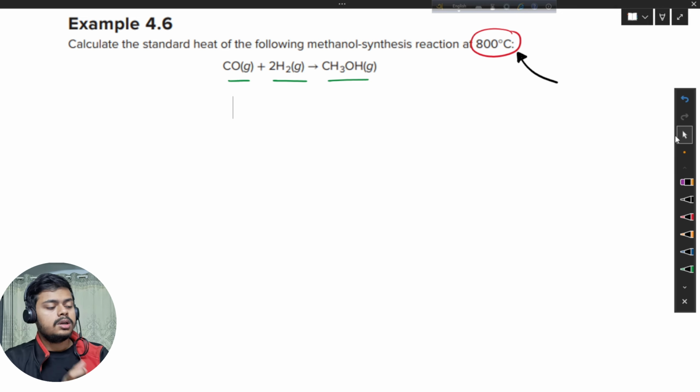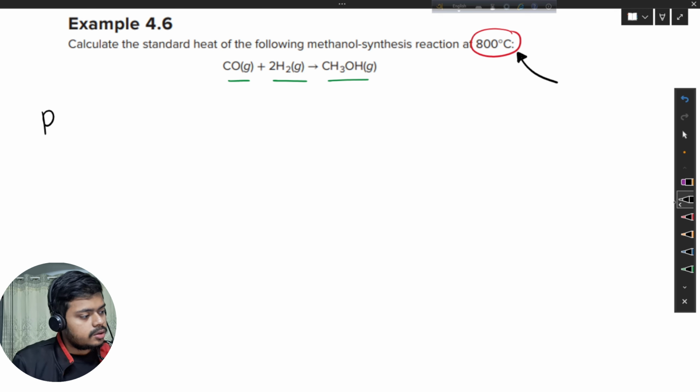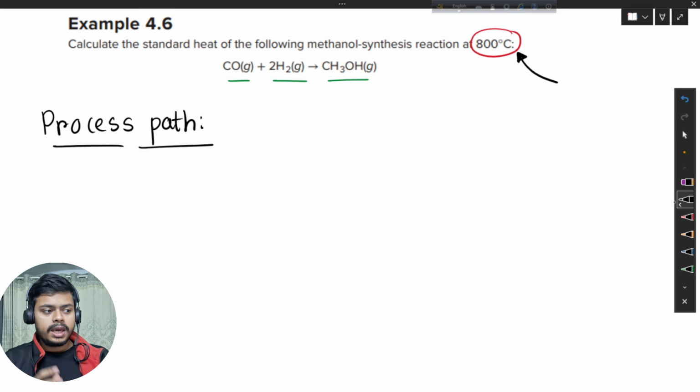Now we're going to learn how to calculate the heat of reaction at any temperature other than 25 degrees Celsius. Basically, we're going to draw a process path. So what is a process path? We don't know any process of calculating the heat of reaction at any temperature other than 25 degrees Celsius. So we're going to perform this chemical reaction at 25 degrees Celsius, and from that value at 25 degrees Celsius, we're going to determine what the value is going to be at 800 degrees Celsius.